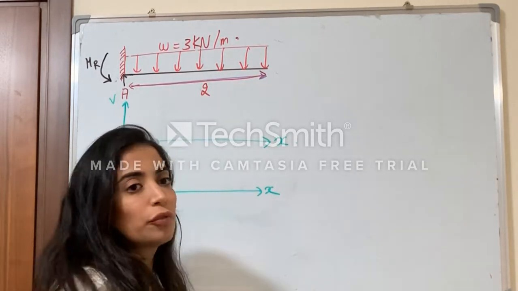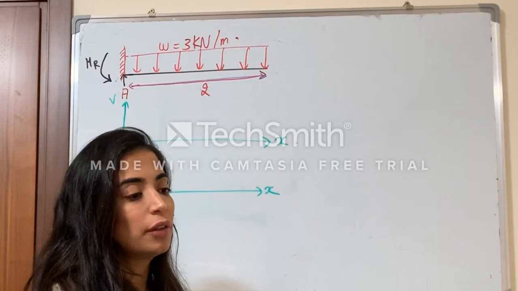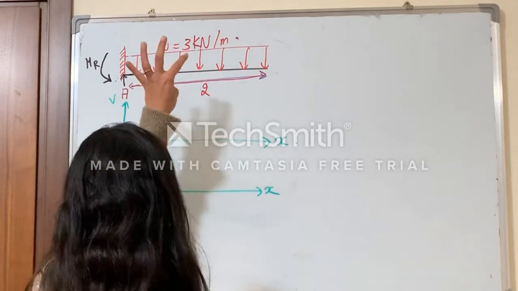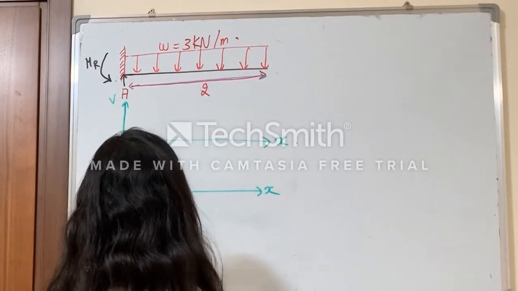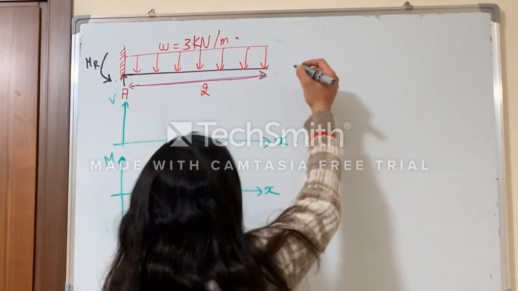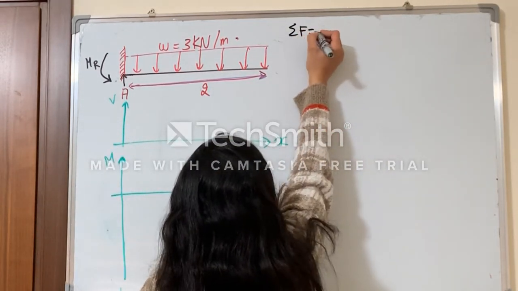Now you can of course put the opposite direction and you will find that this moment is negative, so you can flip the direction at the end of the first step, which is to find the reactions. So how to find the reactions? I know that the sum of forces is equal to zero.